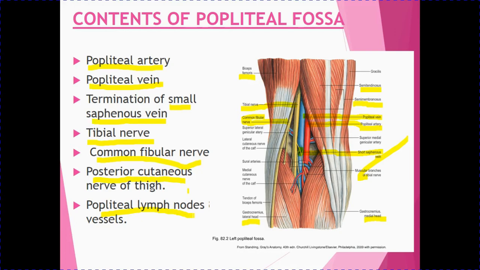What are the contents? Popliteal artery. You will remember the cubital fossa, it also has an artery. Basically, neurovasculature is present. So what does neurovasculature mean? Artery, vein and nerve. The popliteal artery, the popliteal vein, and which nerve will it be? The two branches of the sciatic nerve, the tibial nerve and the common fibular nerve. Then you have the deep fascia contents, which are the small saphenous vein and the posterior cutaneous nerve of the thigh.